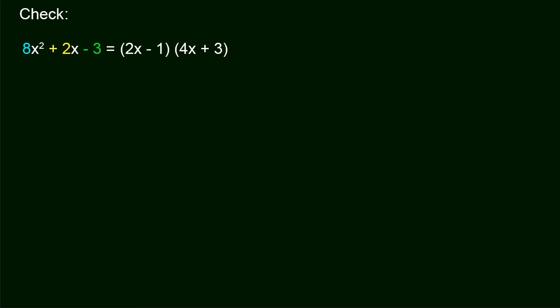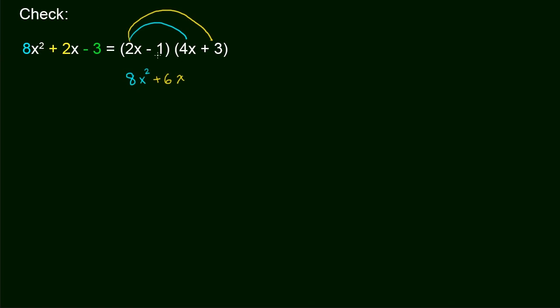I'm going to use the FOIL method to multiply my two linear binomials. So first I'm going to do 2x times 4x. 2 times 4 is 8. X times x is x squared. I'm then going to multiply the 2x with the positive 3. 2 times positive 3 is positive 6. X times a 1 is just going to be positive 6x.